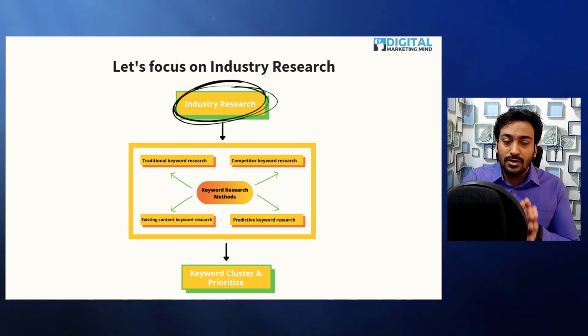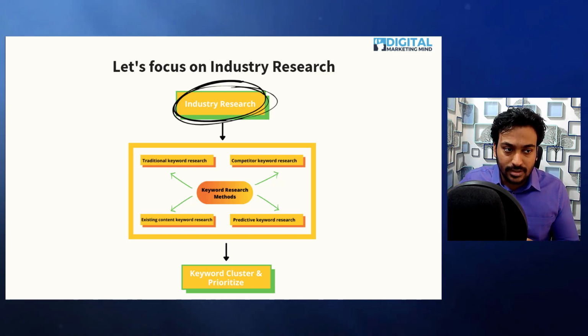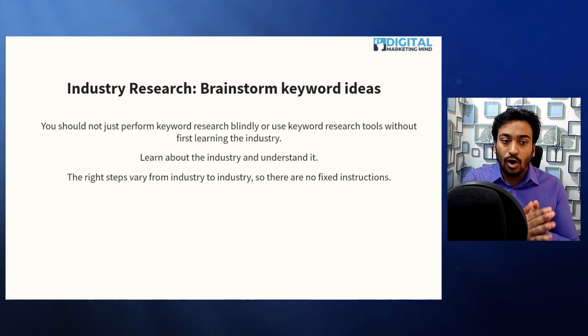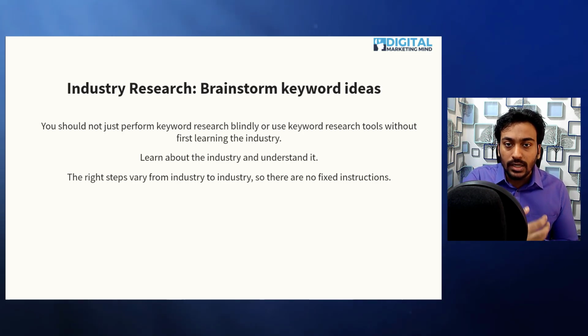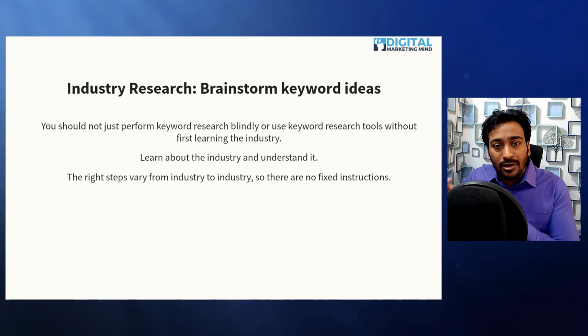First, let's focus on the industry research, which is the first part of the keyword research cycle, also called brainstorming keyword ideas. This is very important because I see most people ignoring this stage and going directly to keyword research methods or tools. You should not perform keyword research blindly or use a keyword tool without first learning about the industry. Learn about the industry, learn about your customers and understand them, then carry it into the keyword research process.